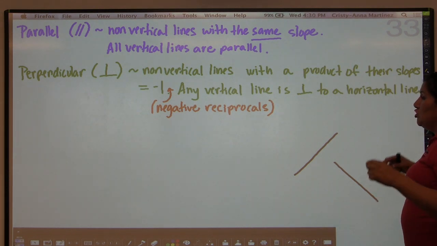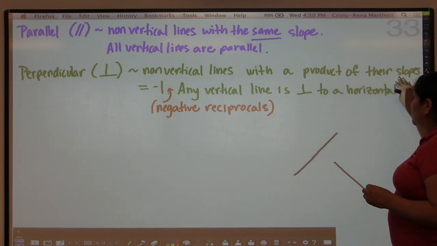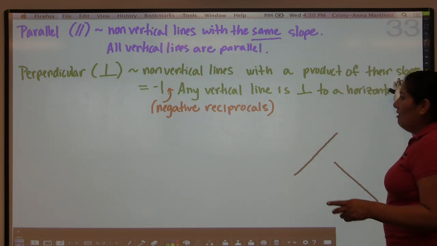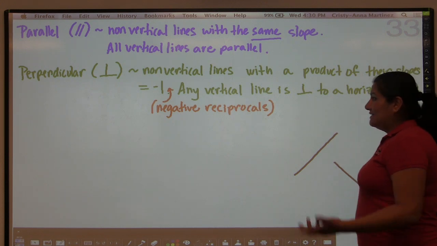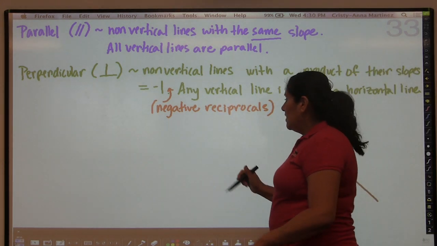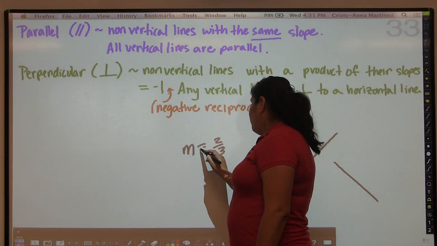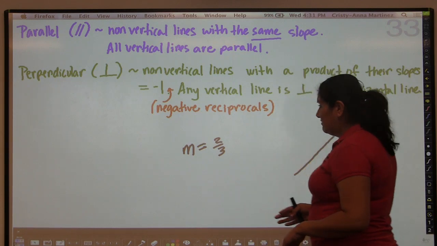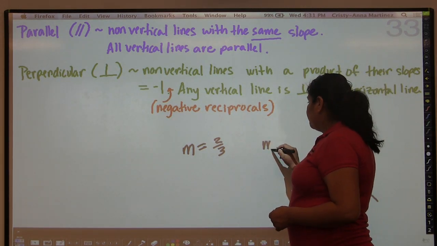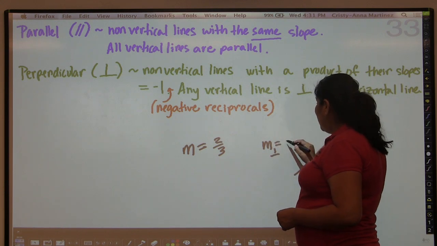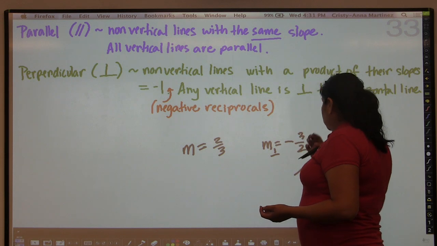If you have two perpendicular lines, then the product of their slopes will be -1. A lot of people don't like the way that sounds. Another way of thinking about it is negative reciprocals. For example, if the slope is 2/3, then another equation can have a slope that is the negative reciprocal of that. That would equal negative, because this is positive, and then the reciprocal would be 3/2. So that's what that means.